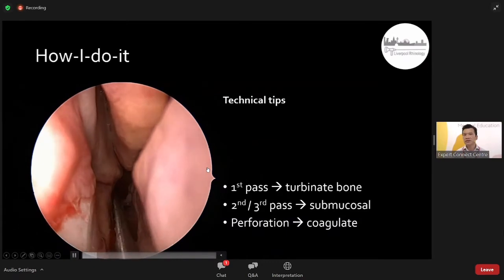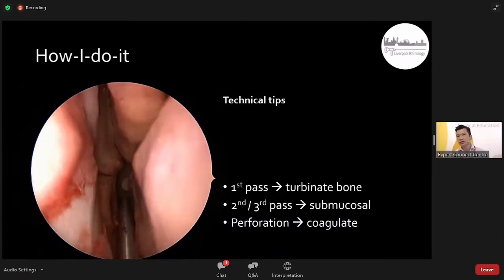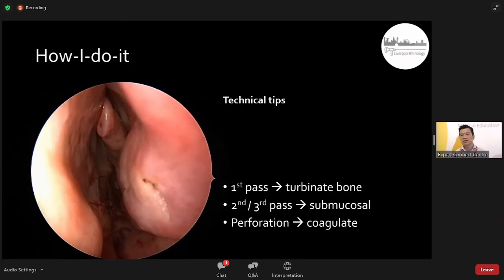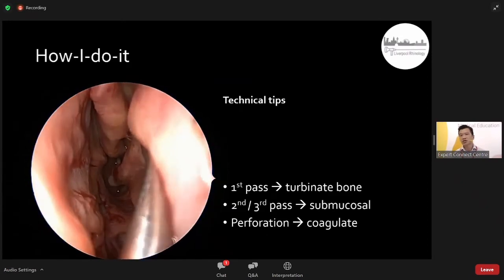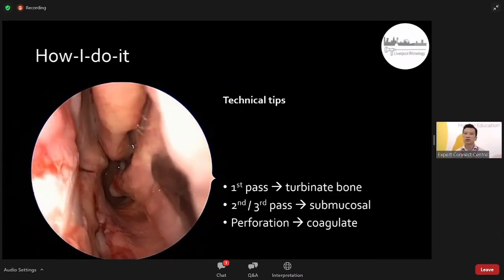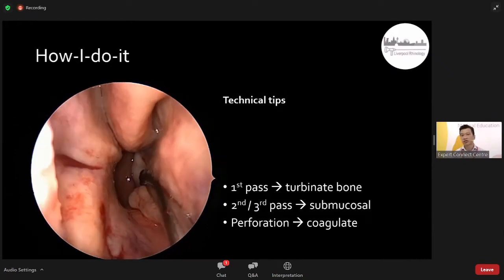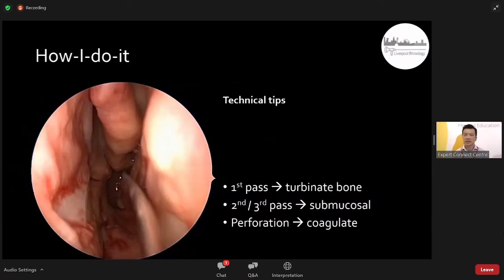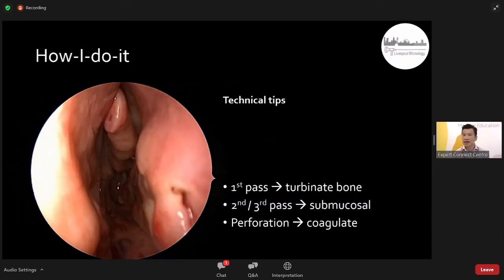So this is a video of the procedure concluding. And I think if you pass the turbinator onto the bone initially, it allows you to do that. You see, you can literally squish the turbinate right down at the end of the procedure, and that obviously enhances the nasal patency. The second and third passes are typically submucosally, and if you do perforate the mucosa, that is okay.